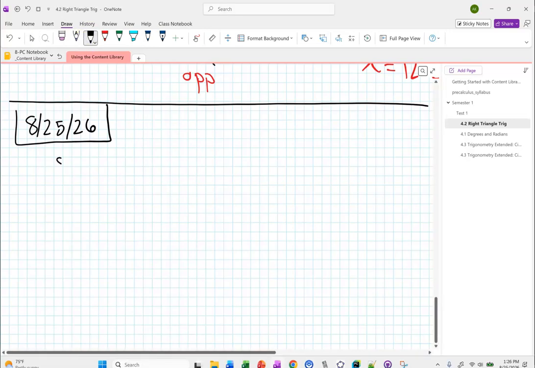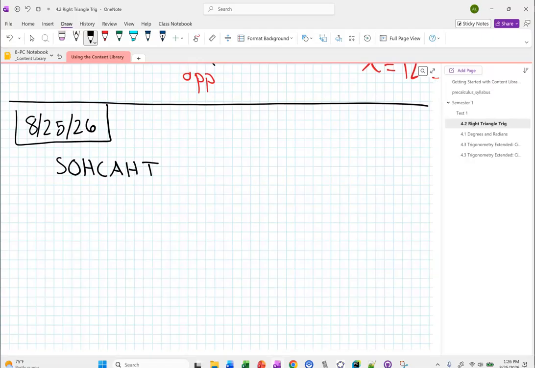Let me start by reminding us, last time we talked about right triangle trigonometry. So we remembered SOHCAHTOA, which says that in a right triangle with acute angle theta, sine equals opposite over hypotenuse, cosine equals adjacent over hypotenuse, and so on. But we had to remember that opposite and adjacent were always relative to the angle's location in the triangle.